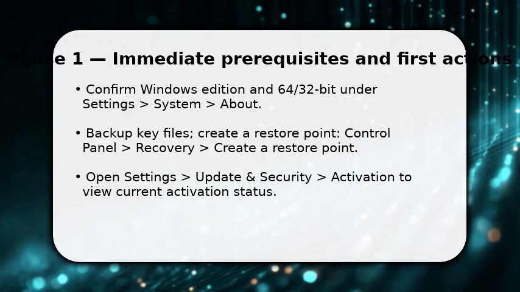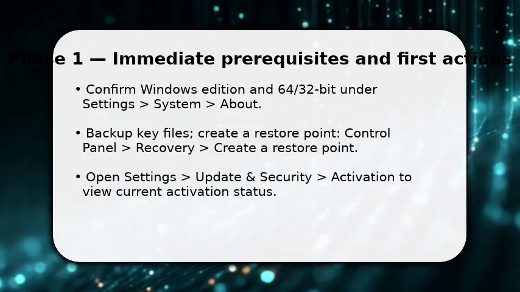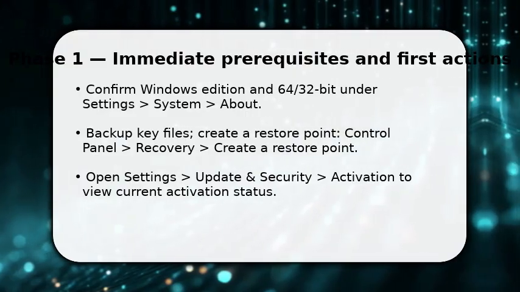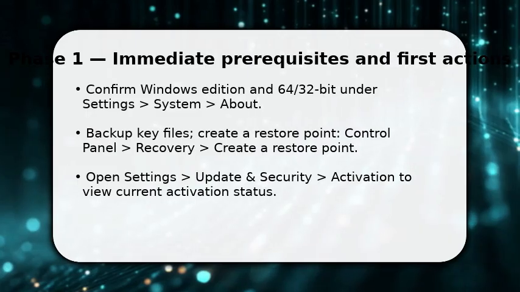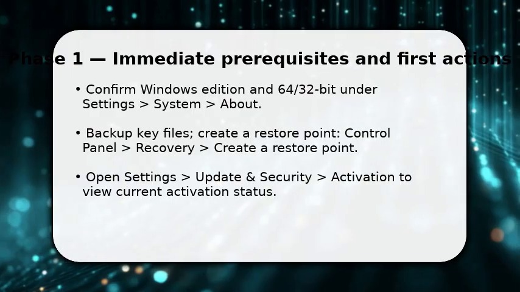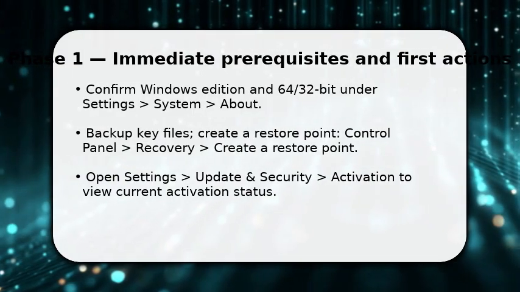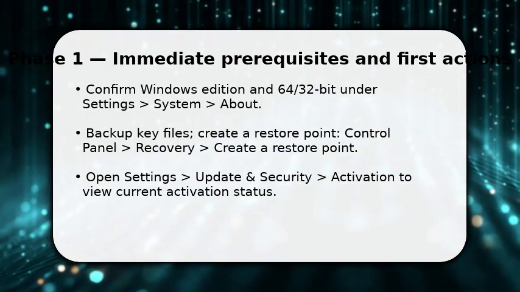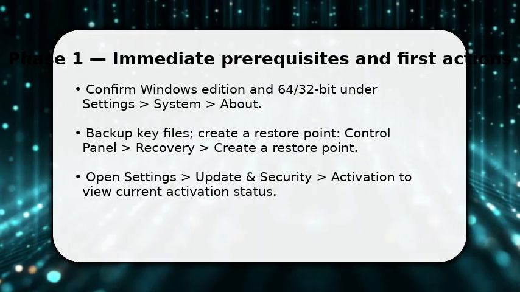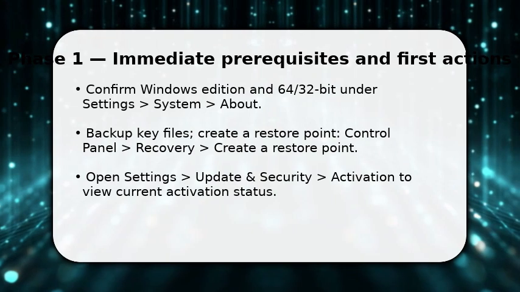You will start by verifying essentials and taking immediate safeguards. First, check your Windows edition and architecture so the right tools are used. This affects commands and drivers. Next, create a system restore point and backup key files because changes to activation or registry can be reversed if needed. Once done, open Settings, go to Update and Security, then Activation to see the specific notification type. Make sure you note any error codes, since these determine the targeted fixes that follow.